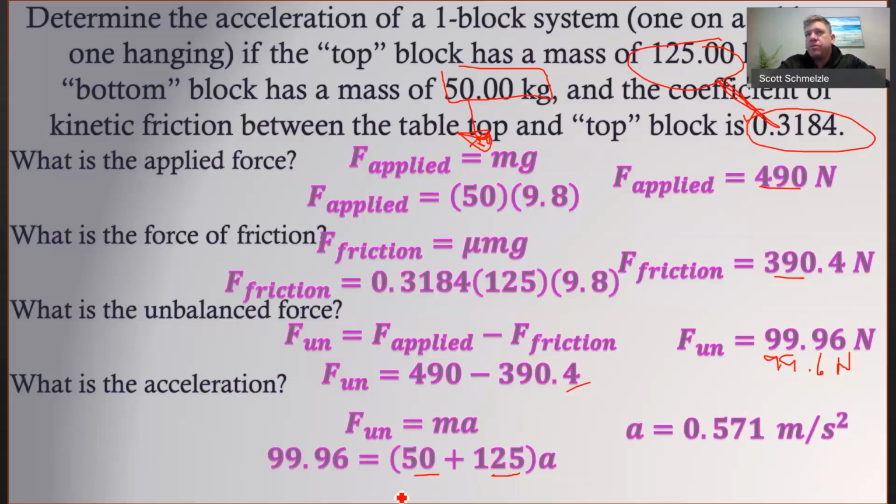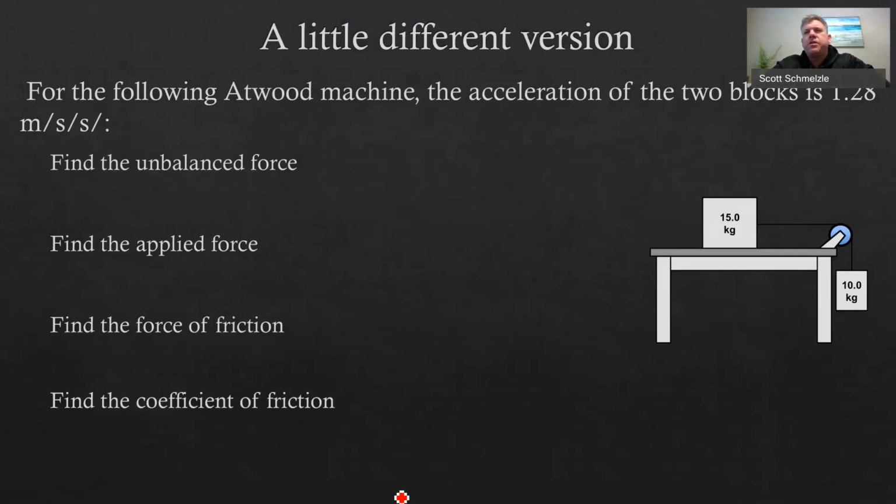Yeah, the acceleration is going to be larger, right? Okay. Next one. Little different variation of this thing. Now, you've seen the 15 and the 10 before, but here's how it's different. This one, I want you to start off with the acceleration being 1.28. So we already know what our M1 is. We already know what our M2 is, right?